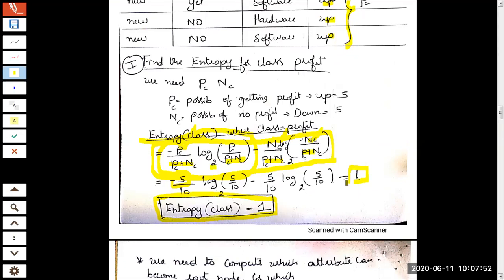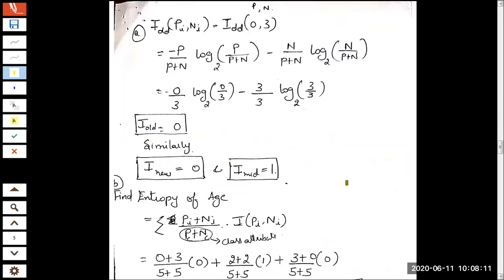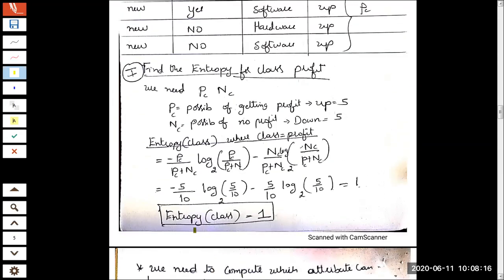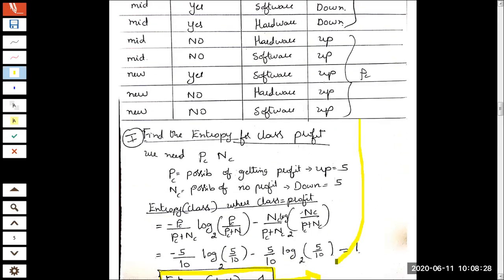What does this mean? You should tell me. Once again, I computed the entropy of the class profit. Please note, I'm not computing the entropy of attributes at this point. You should do it, and we will do it. I'm computing the entropy of the class profit. My question to you is, the final value we have obtained as the entropy of the class profit, which is 1, what does this indicate? Does it indicate the data set to be in its purest form, or is it impure? Is it a mixture?